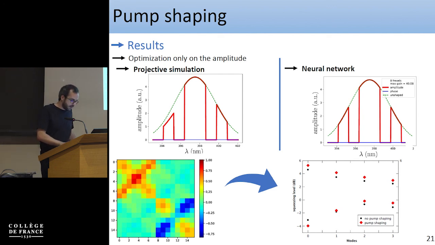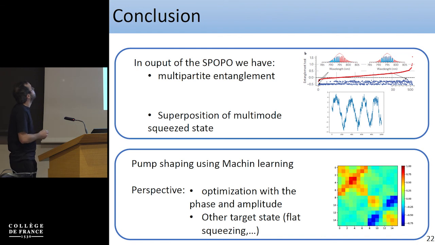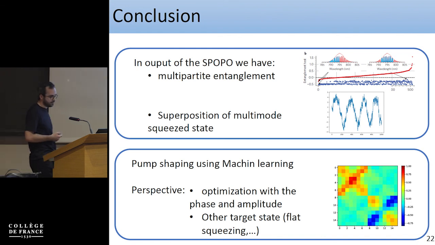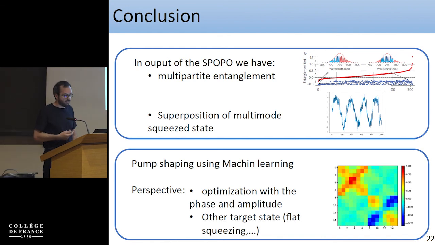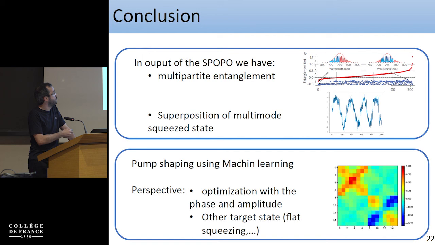Okay. So in conclusion, we showed that with the SPOPO cavity, we can measure multipartite entanglement on superpositions of squeezed states. But if you want to play a little bit more with this kind of state, we have to use machine learning. But it's just the beginning.